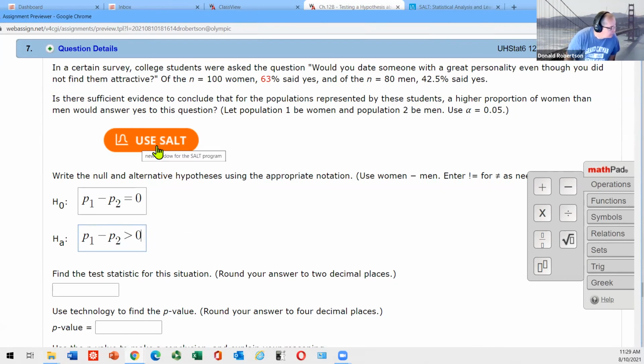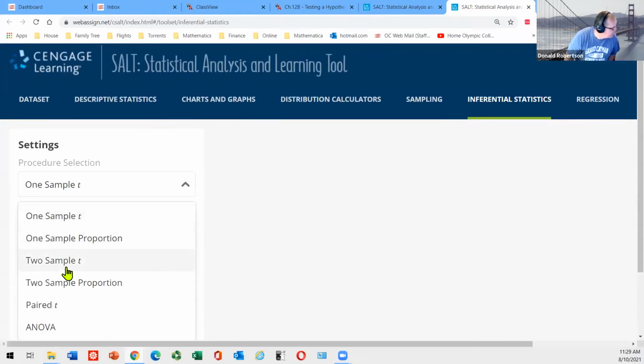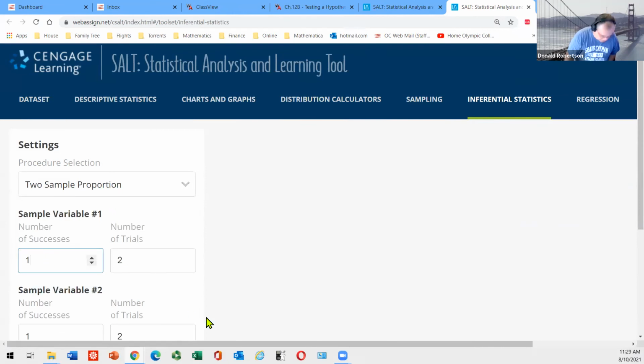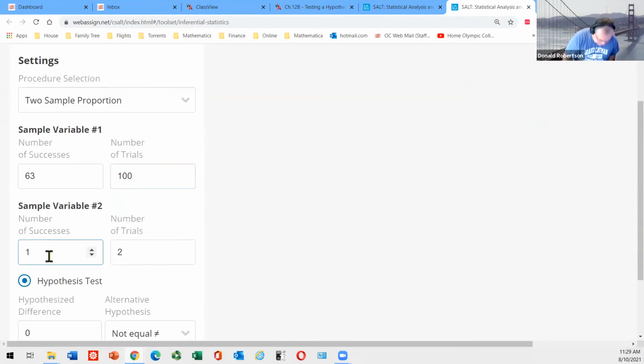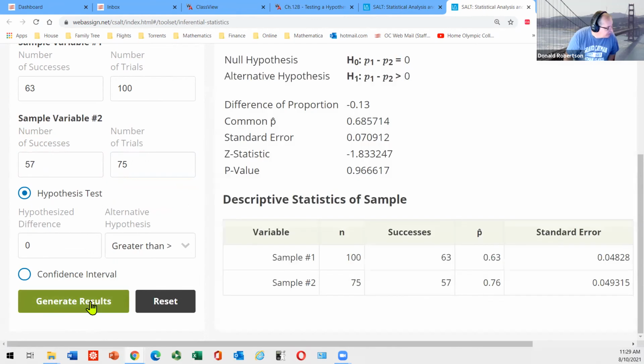Now I can use SALT, and I should be able to do it. Inferential, gotcha. 2 sample proportion. The number of women was 63 out of 100. And 57 out of 75. That's all with 0, and we're trying to prove that women are a bigger proportion who would do that than men, so it's a greater than. Generate the results.